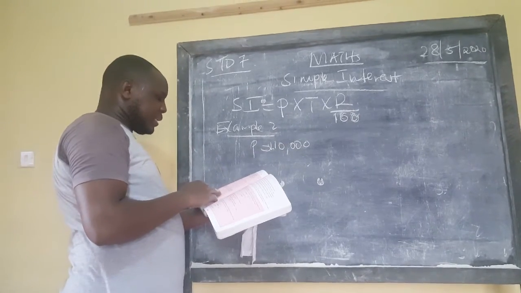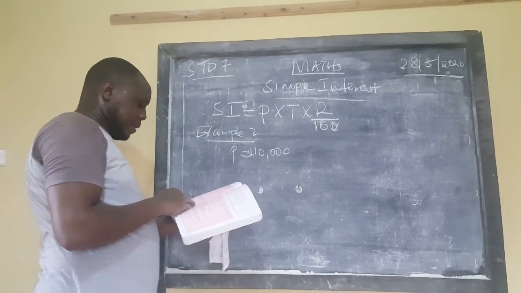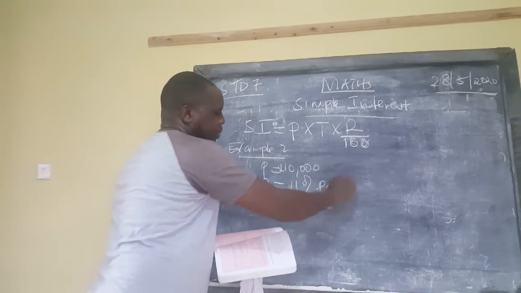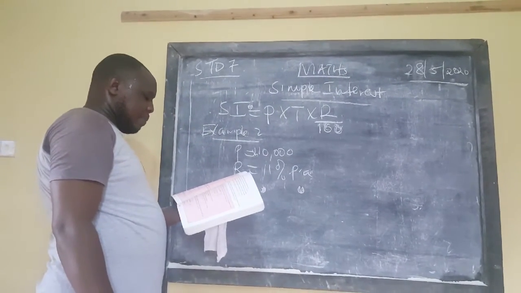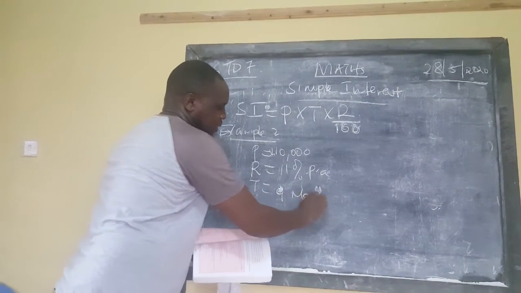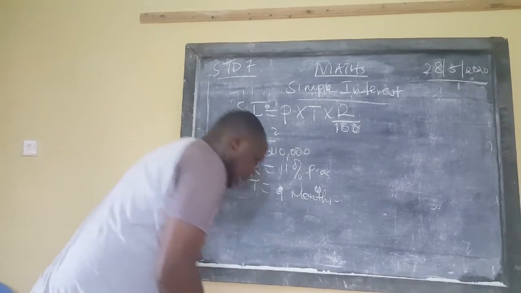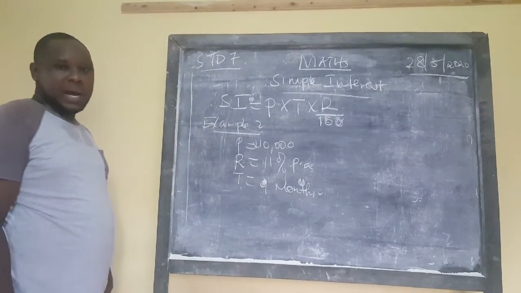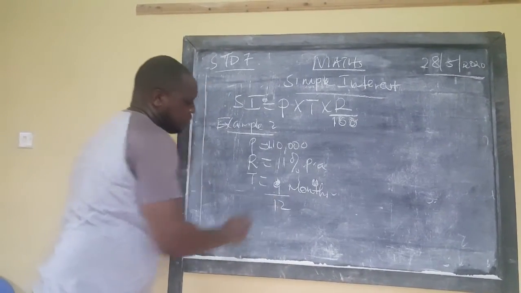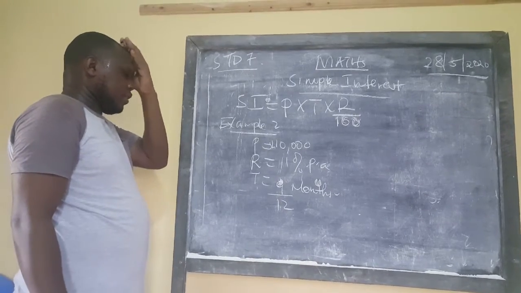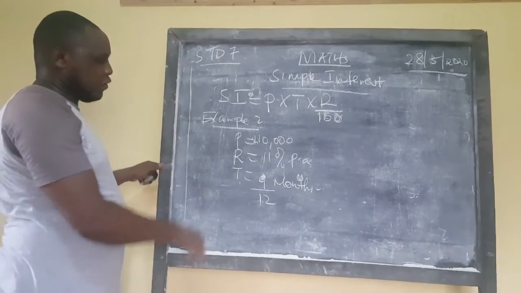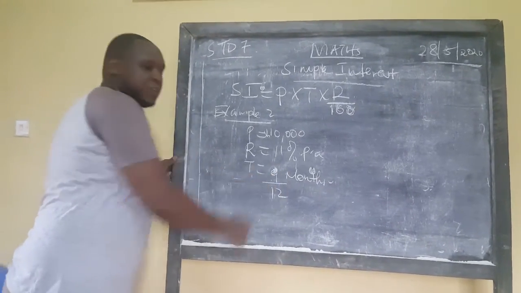In a savings bank. The bank paid interest at the rate of 11% per annum, 11% per year. How much interest did the money earn in 9 months? Time is 9 months. Now, when you are given terms of months, you convert these months into years. So you say 9 over 12, for you to change those months into years. If these are in terms of months, you put over 12.